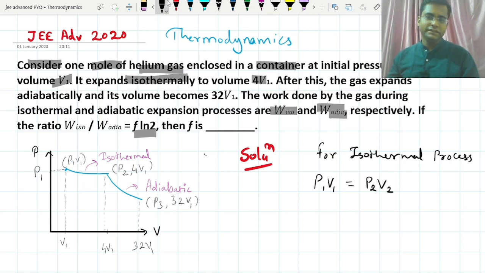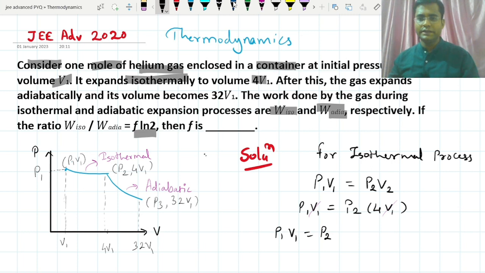Okay, so what is the initial pressure? P1 only. What is the initial volume? V1 only. What is the final pressure? P2, which is to be found. Final volume is 4V1. If we put these values, you can notice that there are some terms you can cut. So let's cut those terms. What we will have is P1 V1 equal to P2 V1 times 4, and V1 will also go. So P2 equals P1 by 4, with 4 taken to the other side. Let me write it properly: P2 is P1 by 4.